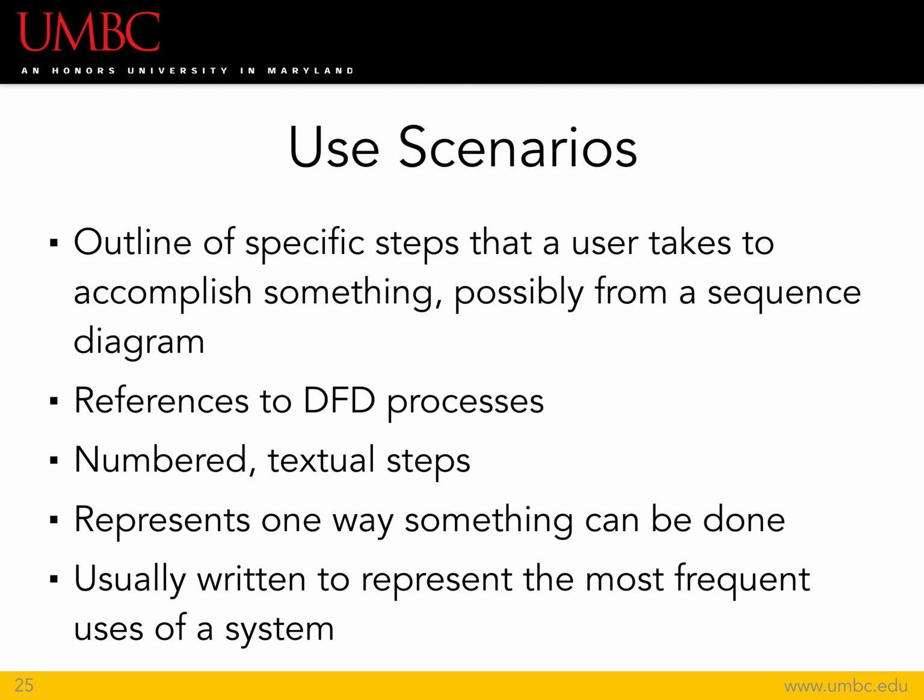Most of the time, a usage scenario only represents one way that something can be done, and the actual user interface wants to support more than one way that something can be done. So even though you only have one usage scenario, you might actually have multiple design elements that support that scenario. Right? And usually the usage scenario is only going to be written to represent the most frequent uses of a system. There are going to be exception cases and infrequent uses of a system. Those still have to have interface elements designed to support them.